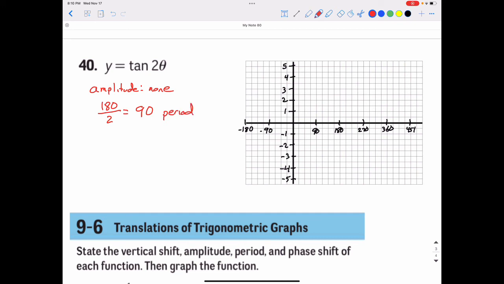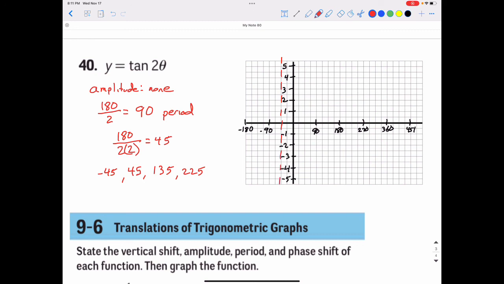And then with tangent, we're going to graph the asymptotes first. So the asymptotes are found by taking 180 over 2 times the b value, which in this case is 2. So that will give me 45, and then we will do odd multiples of 45. So that would be 45 times 1 is 45. 45 times 3 is 135. 45 times 5 is 225. We can do 45 times negative 1, which is negative 45, and so on. So those are going to be my asymptotes.